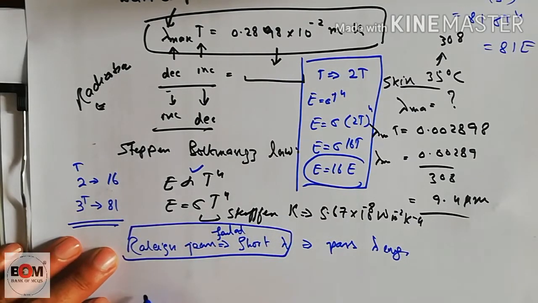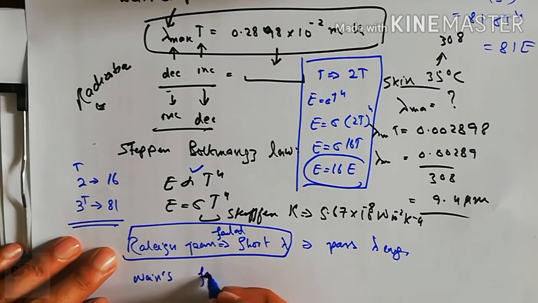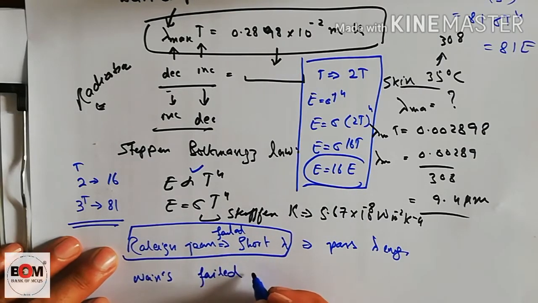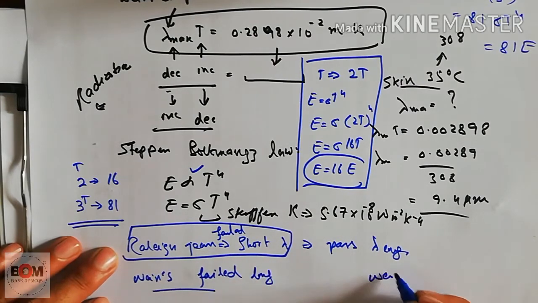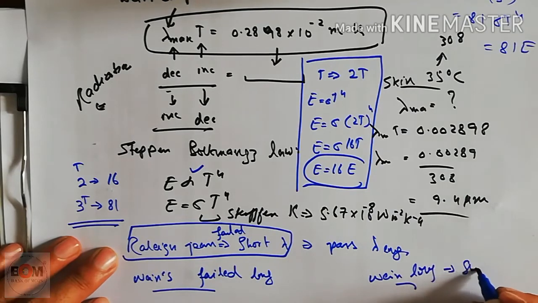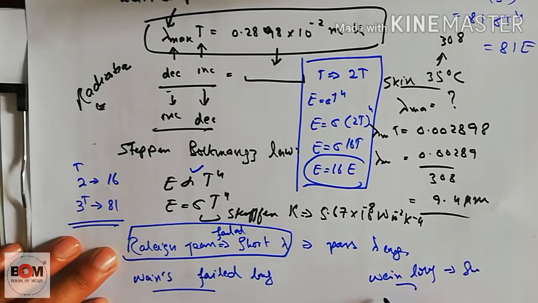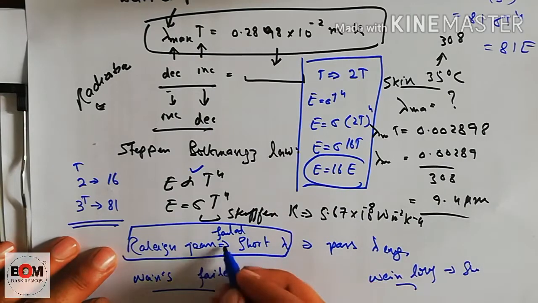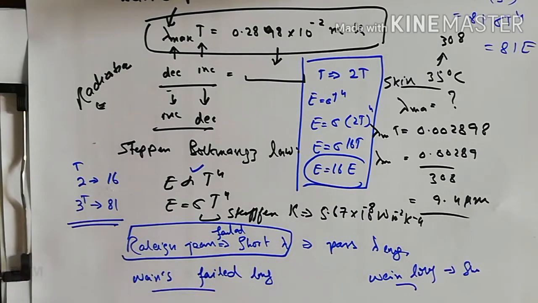The next was Wenz. Wenz was a scientist whose attempt failed for long wavelength. So remember, Wenz failed for long and passed for short. The opposite is Relativity. Relativity is a scientist that failed for short. So these are 2 points.